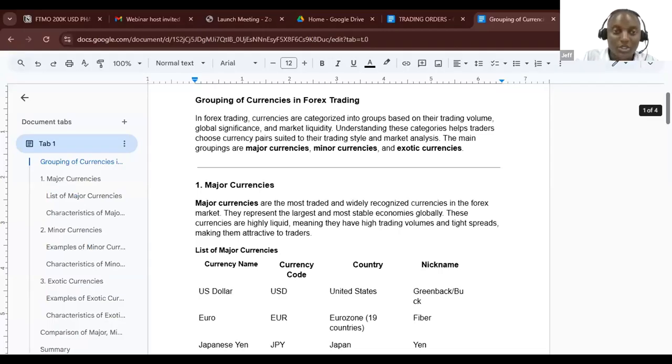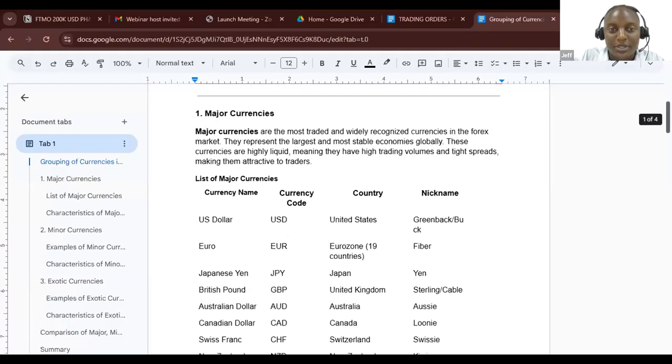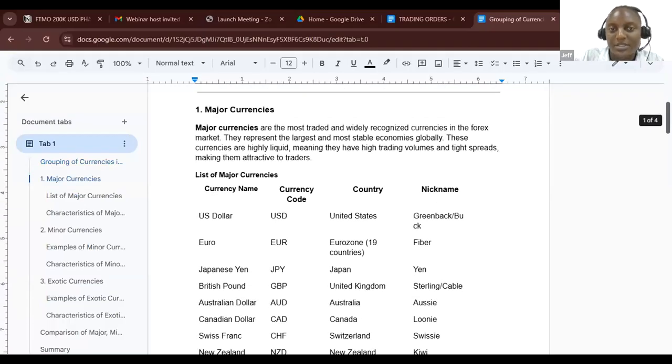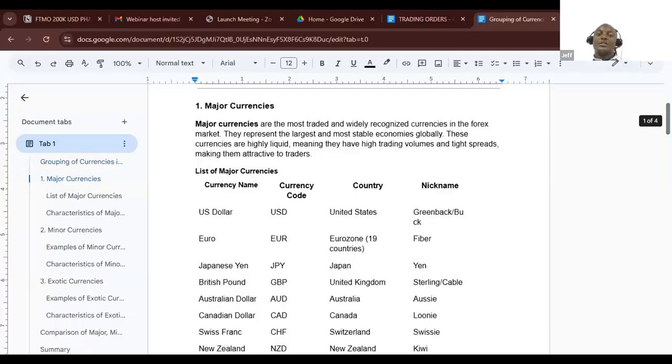Okay, so let's start off with major currencies. The major currencies are the most traded and widely recognized currencies in the forex market. They represent the largest and most stable economies globally. And these currencies are highly liquid, meaning that they have high trading volumes and tight spreads, making them attractive to traders. Now I have a chart with a list of major currencies.